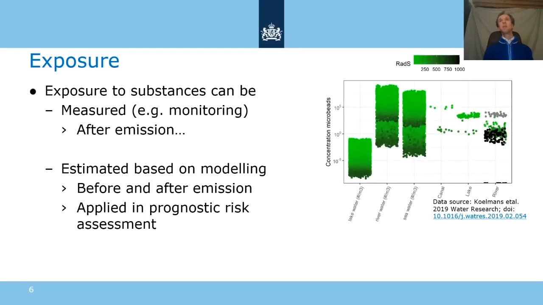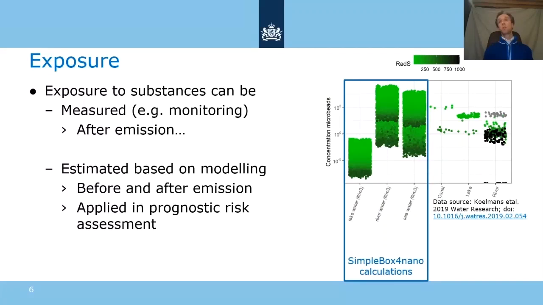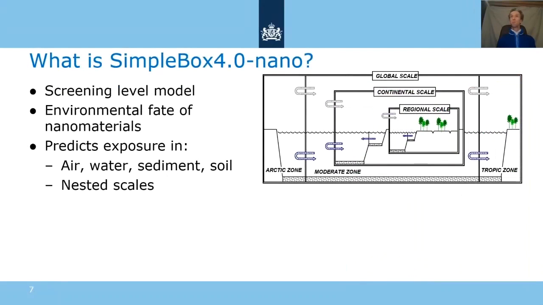For example, here we have a graph of SimpleBox for Nano outputs on the left, which are calculations, predictions. This type of graph you get when you apply the model probabilistically. And of course, this is for microplastics, but you can also measure these concentrations of microplastics already because they're in the environment. And then you can compare them to the modeled ones and start validating the model and so on. But this is not always as easy, for example, for some that are not out there yet.